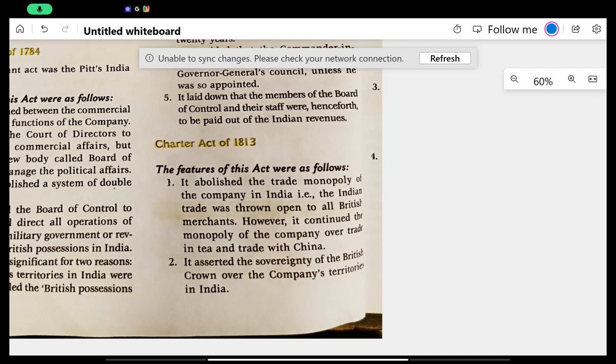And why was this so? This point is important as to why the company's trade monopoly was abolished. The main reason for this is that the company's monopoly was abolished due to Napoleon Bonaparte's continental blockade, also known as the continental system. It was first used by Napoleon himself against the British Empire to weaken its power and influence and to crush it economically.